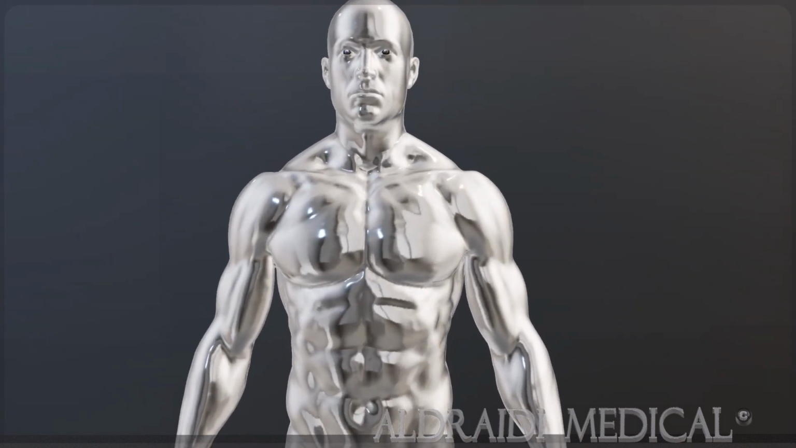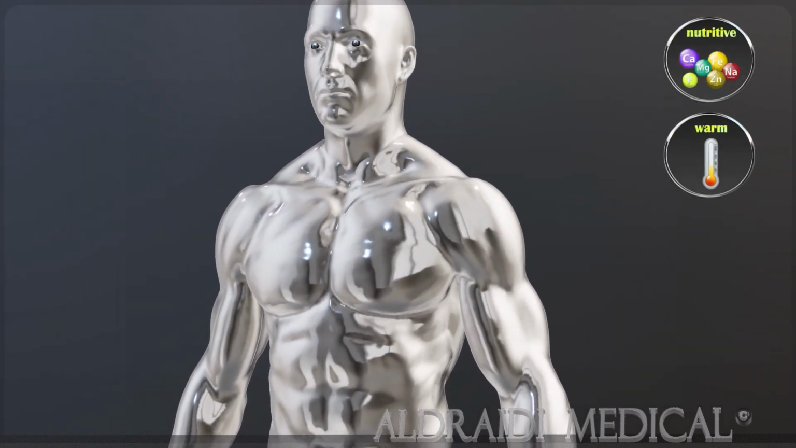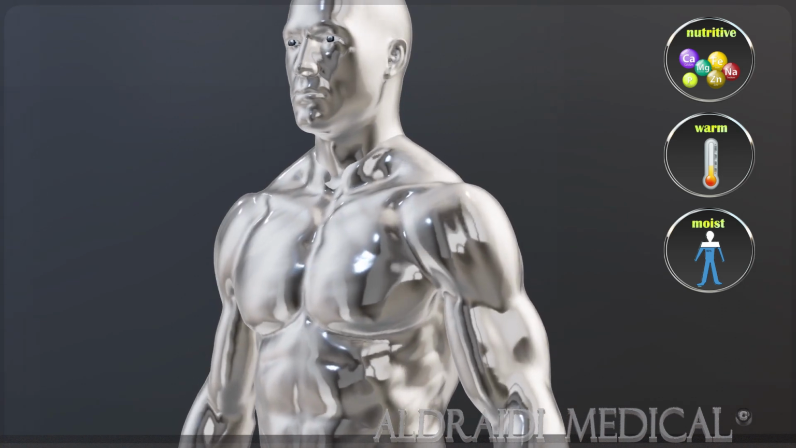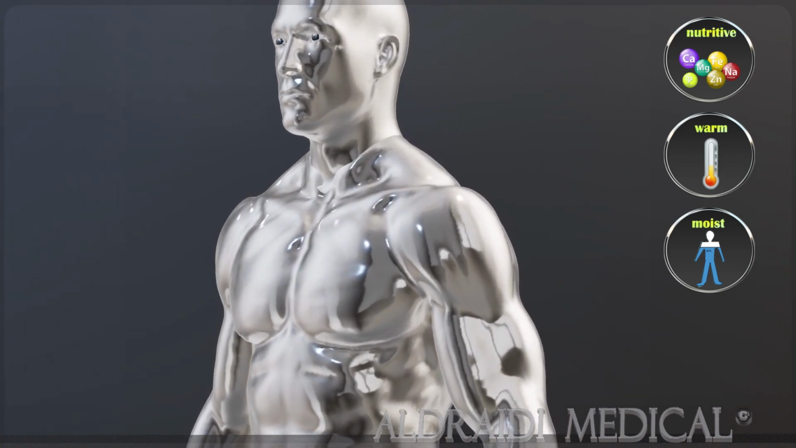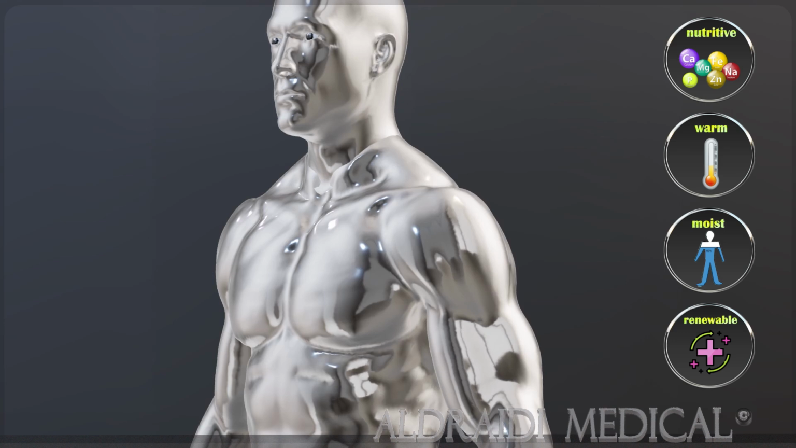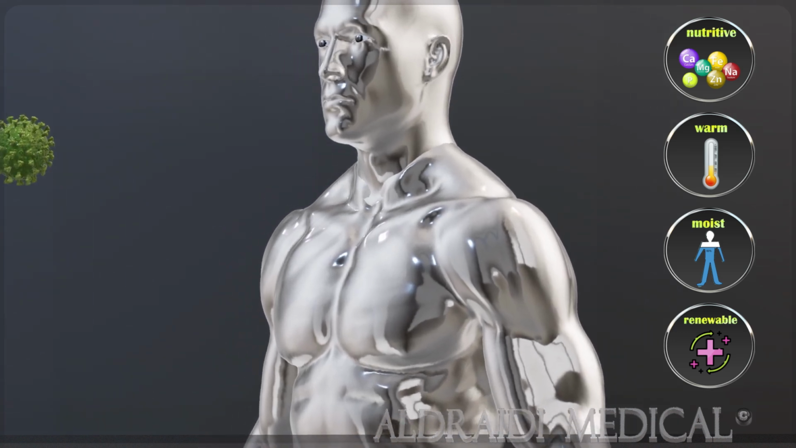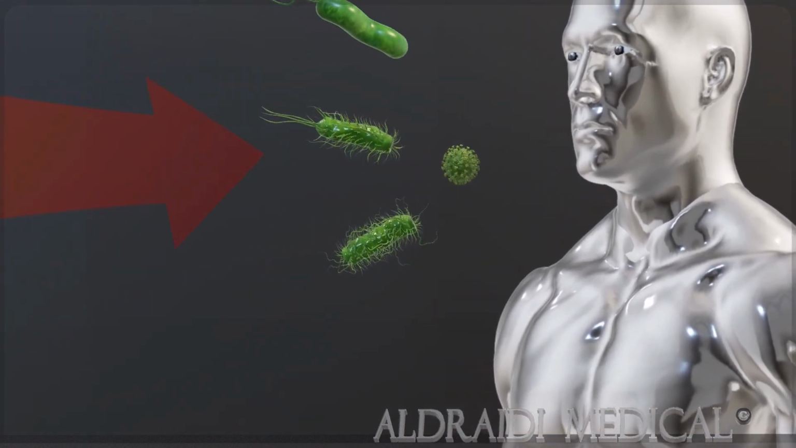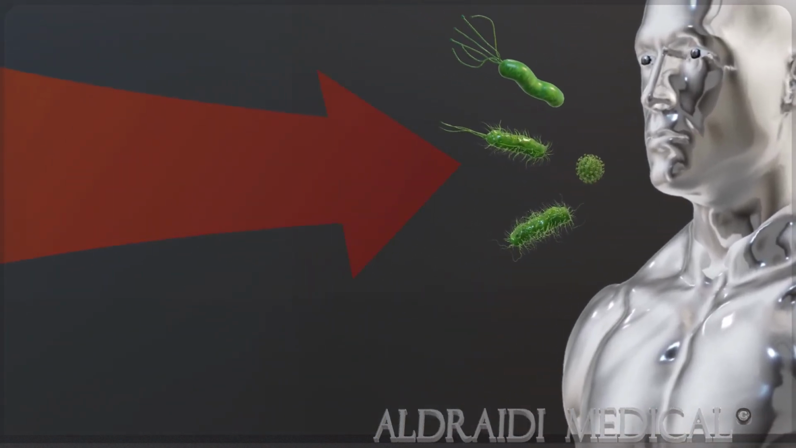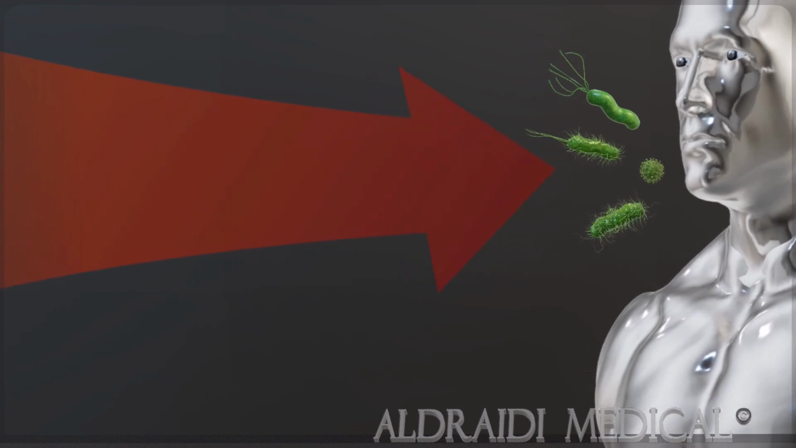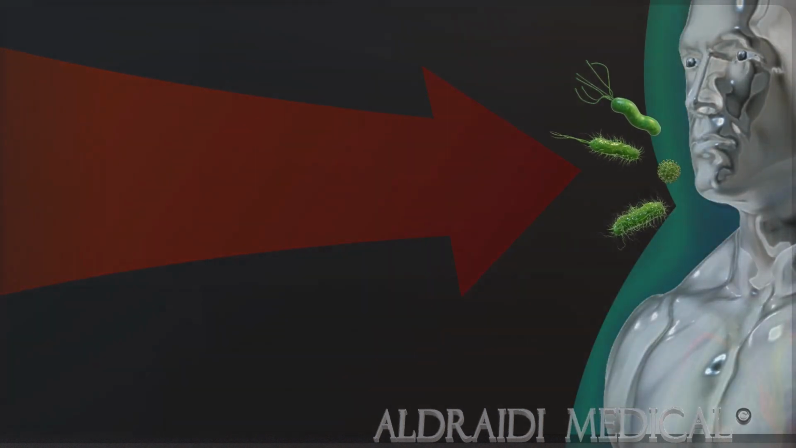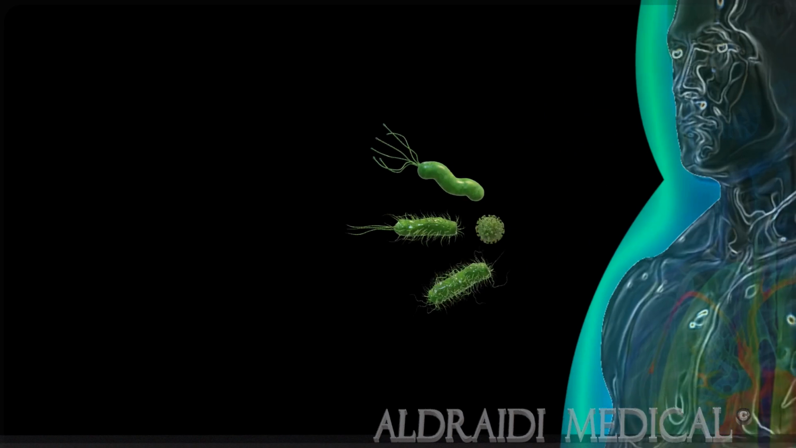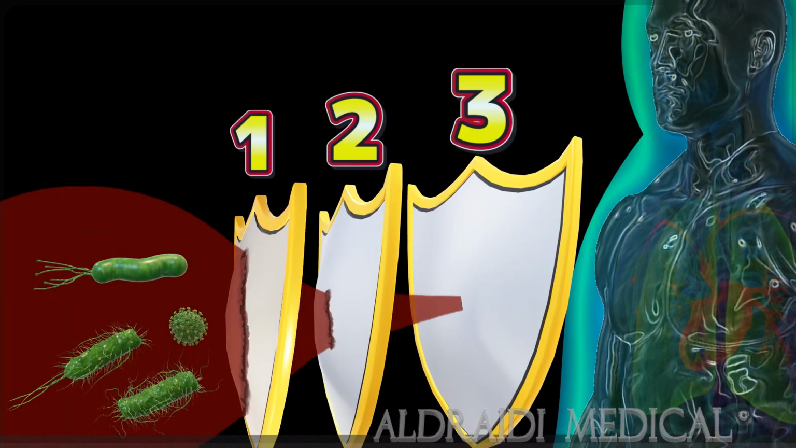Our body is a nutrient-rich, warm and moist environment which remains at a uniform temperature and constantly renews itself. For these reasons, the human body provides a suitable environment for microbial invasion. Fortunately, we have a wonderful immune system that consists of several lines of defense against such threats.